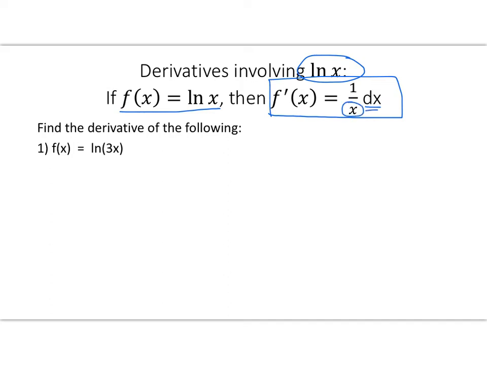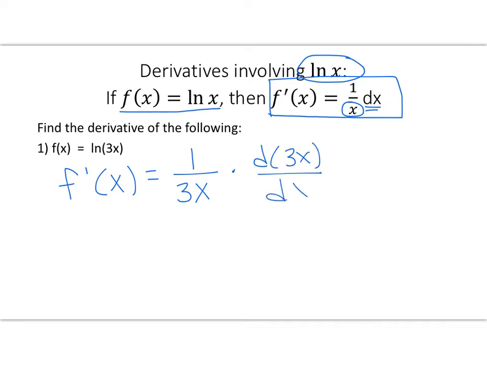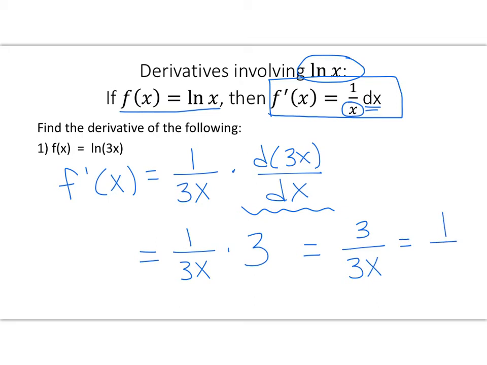So if I have f of x equals the natural log of 3x, I'm going to say f prime of x is equal to 1 over 3x times the derivative of 3x with respect to x. So this is just like what we were doing. We're adding on an extra step. So this is 1 over 3x times the derivative of 3x, which is just 3. So I end up with 3 over 3x, so my derivative ends up being 1 over x.